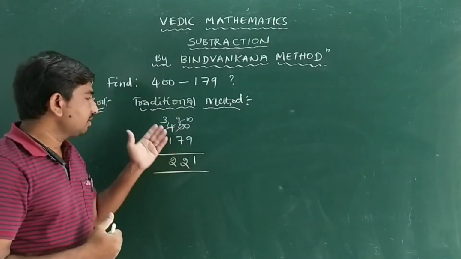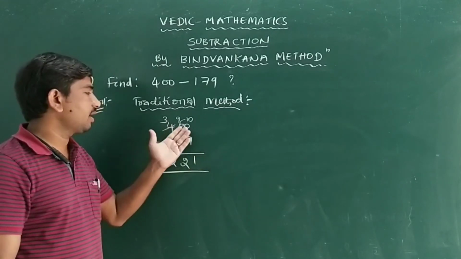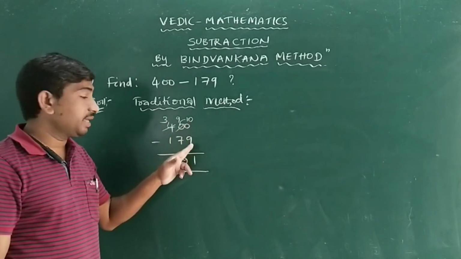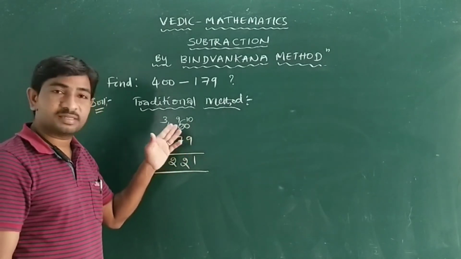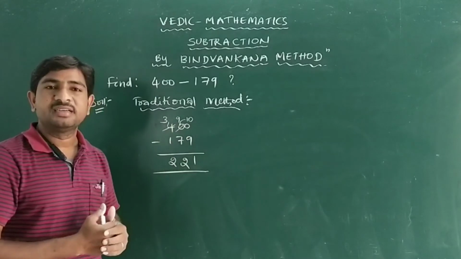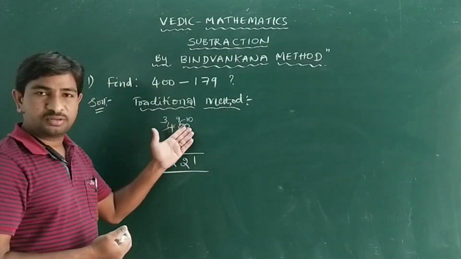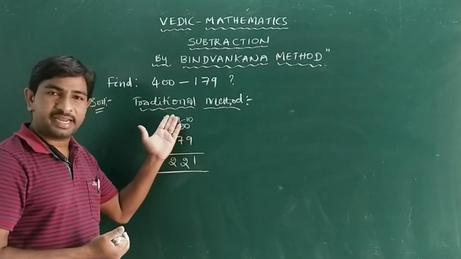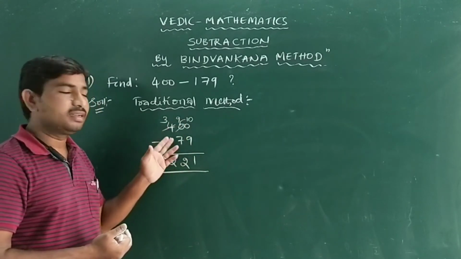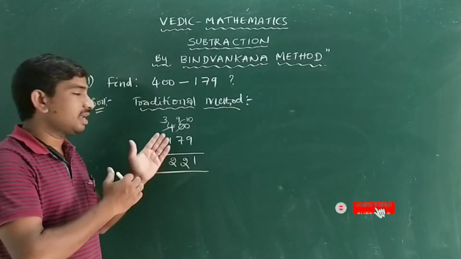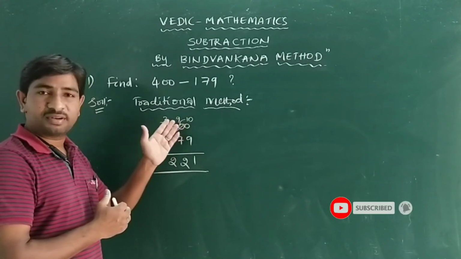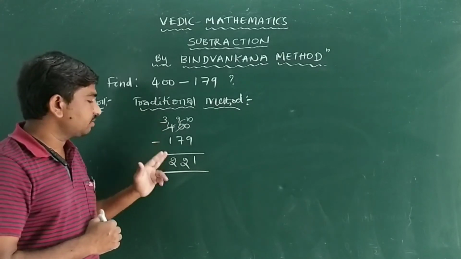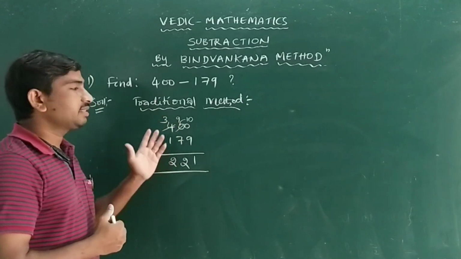221. This is the result when we do the subtraction 400 minus 179. Here the 0 is smaller than 9, so we have to take a borrow. That is 10, and 10 minus 9 is 1, and here 9 remains. 9 minus 7 is 2, and here the number reduces to 3. Why? Because we have already taken 1 from this 4, so it becomes 3. 3 minus 1 is 2. This is the traditional method.